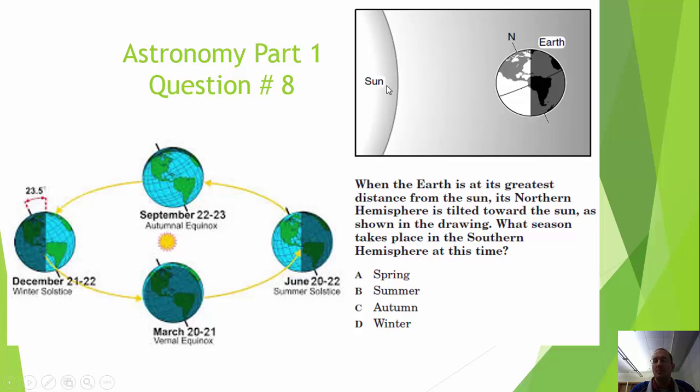Direct sunlight is going to be more intense, and it's going to have more radiant energy or radiation, causing the northern hemisphere to heat up. So if this is the hottest time in the northern hemisphere, it is going to be summer, and it's asking what season takes place in the southern hemisphere at the time. If this area down here is now getting indirect sunlight, it's going to be the opposite of what's up here. And if this is summer, down here has to be winter. The answer here is winter.